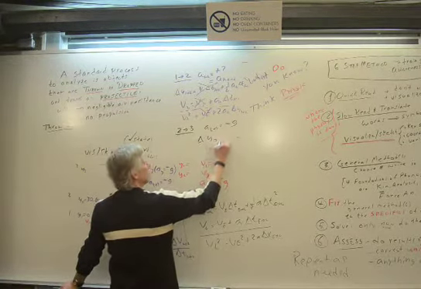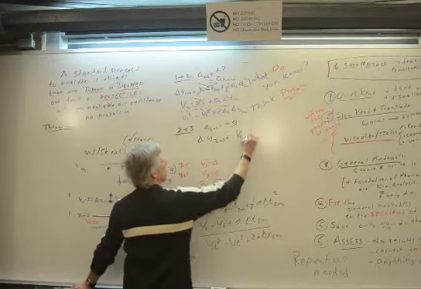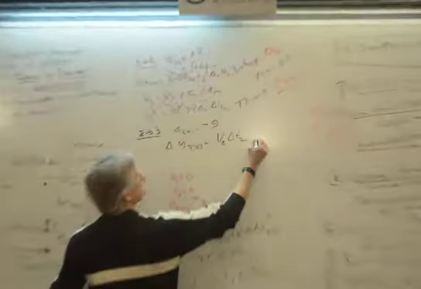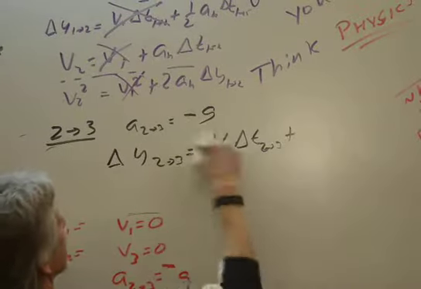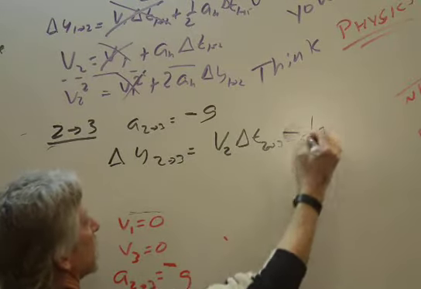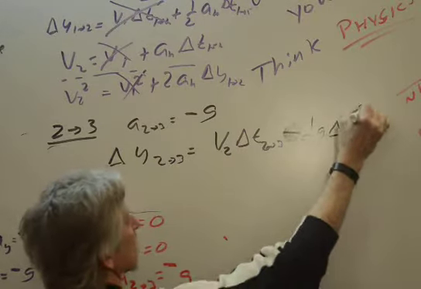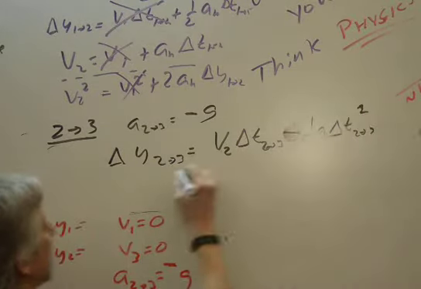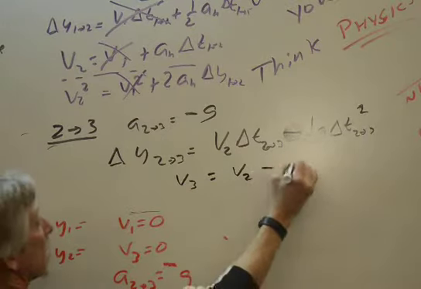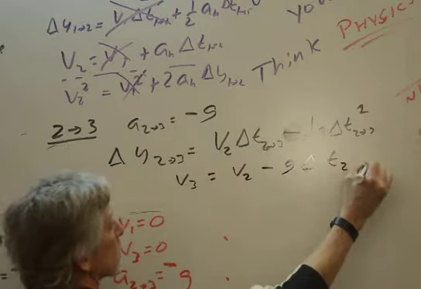And then I'll just go. Delta y from 2 to 3 is v earlier, which is v2, delta t from 2 to 3, plus, wait a minute, that's that. So I'm going to make it specific: minus 1/2 g, I put that in for a, delta t from 2 to 3 squared. V3, v later, is equal to v earlier, minus g, because that's the acceleration here, delta t from 2 to 3.